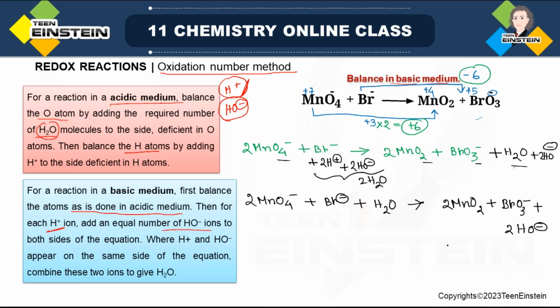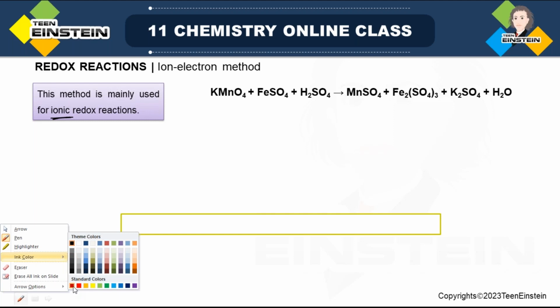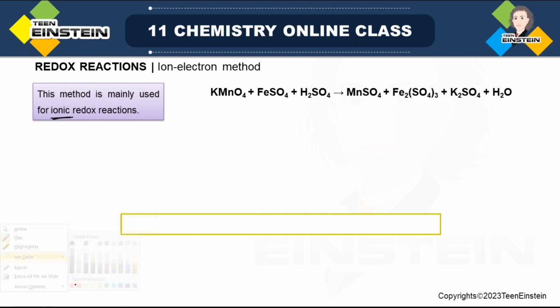Now the next method is the ion-electron method. In this method, it is mostly applied to ionic type redox reactions. But the reaction that you are seeing here is not ionic. It is given as a neutral equation, that is, a molecular equation. So if it is directly given in ionic form, it is fine. But suppose some equation is given and it is asked to balance it by the ion-electron method. First, you have to write it in the ionic form.